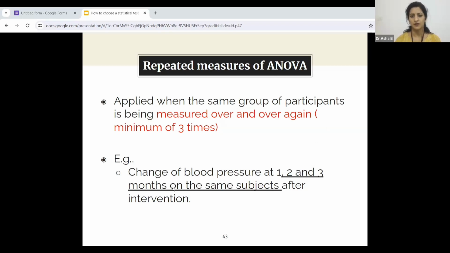Instead of comparing two groups at a time, for example, here we have blood pressure at the first, second, and third months on the same subject. Instead of grouping into one versus two, one versus three, and two versus three, it's better to go for repeated measures ANOVA whenever we have three or more readings on the same subjects. So if we have two readings, we go for paired; if we have three or more readings on the same subject, then we go for repeated measures ANOVA.